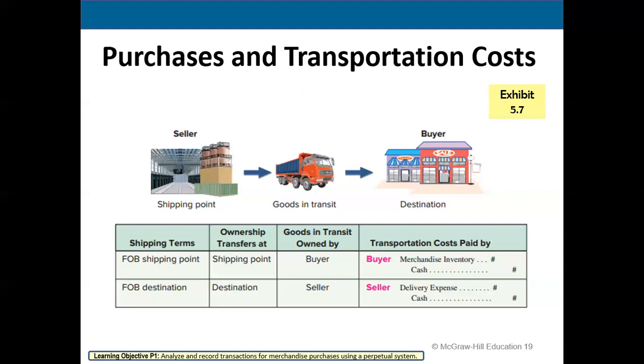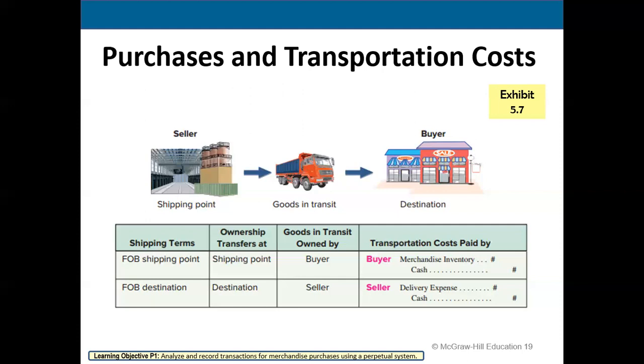So when we do it this way, the ownership of the goods remains the seller's all the way until it reaches the buyer's destination. And so when that happens, the seller pays for it and it's owned by them all the way through. Typically, a seller will not add the cost of freight to the cost of goods sold, or I'm sorry, to the merchandise inventory. Instead, they'll just record it as a delivery expense. So they'll debit delivery expense and credit cash.